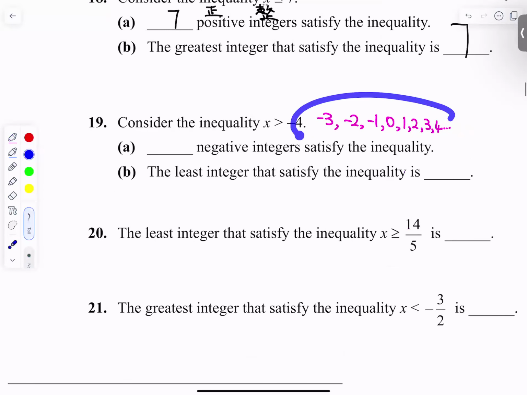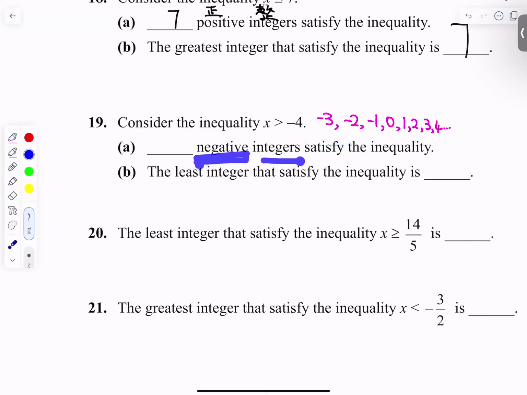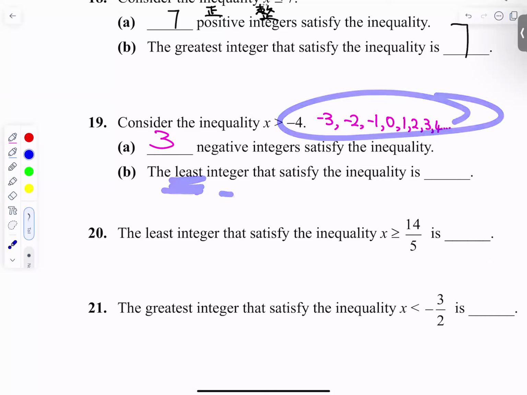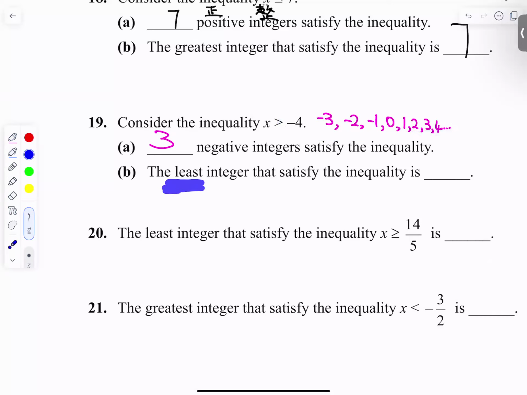Between all these numbers, can you tell me how many of them are negative integers? 負整數. 1, 2, 3. Is 0 negative? 0 係咪負數咧？Of course not. So only 3 of them. Then between these 3 of them, can you tell me 最細整數? The least integer between all these numbers. The least, the smallest number. Is 4 the smallest number? Of course no. -3 is the smallest number.